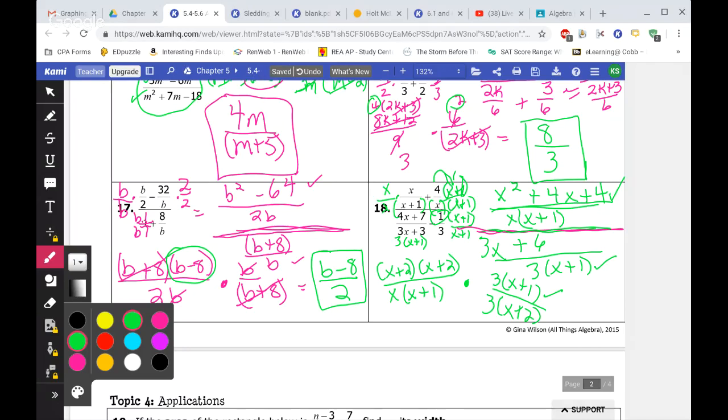And then I factored this. This cancels. The 3's cancel. The x plus 2 cancels with one of the x plus 2's. The x plus 1 here cancels with the x plus 1 diagonally over here. And that leaves us with x plus 2 over x as our final answer.